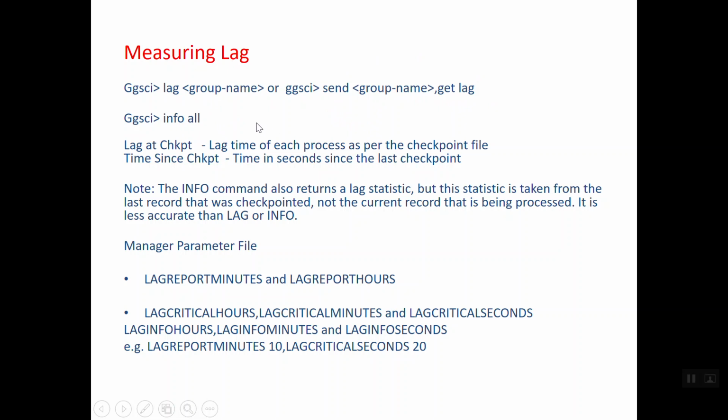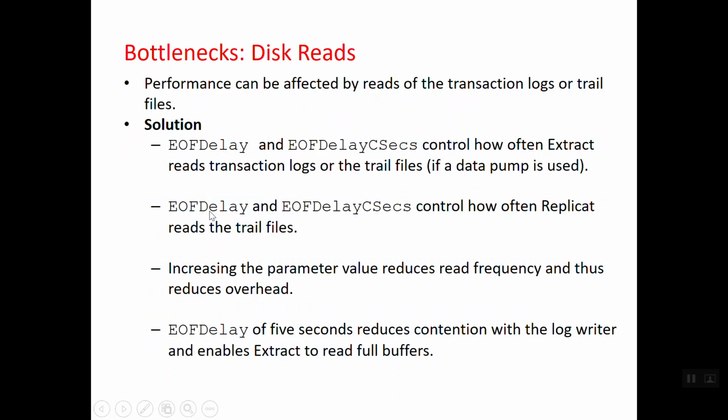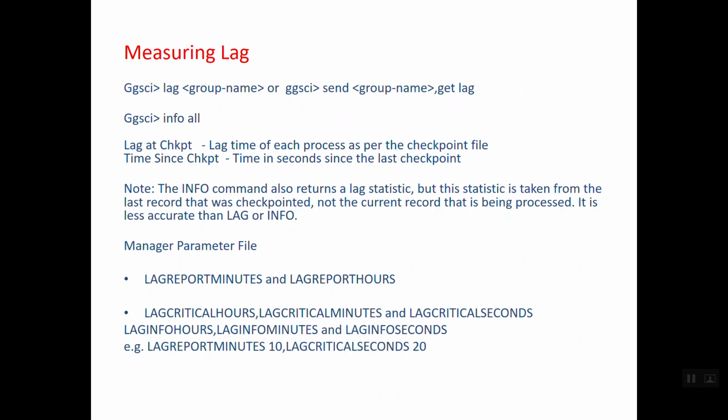The info all command will show the lag of each process as per the checkpoint file, and the time in seconds since the last checkpoint. So if I want to see the lag of the database, how much lag there is in the committed data, I have to look at the first column, that is lag at checkpoint. I'll tell you about time since checkpoint as well, but lag at checkpoint is the column we have to concentrate on for the lag.